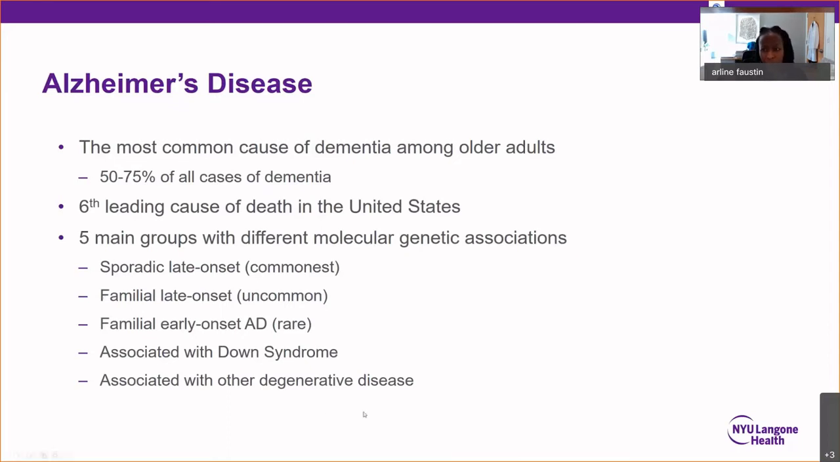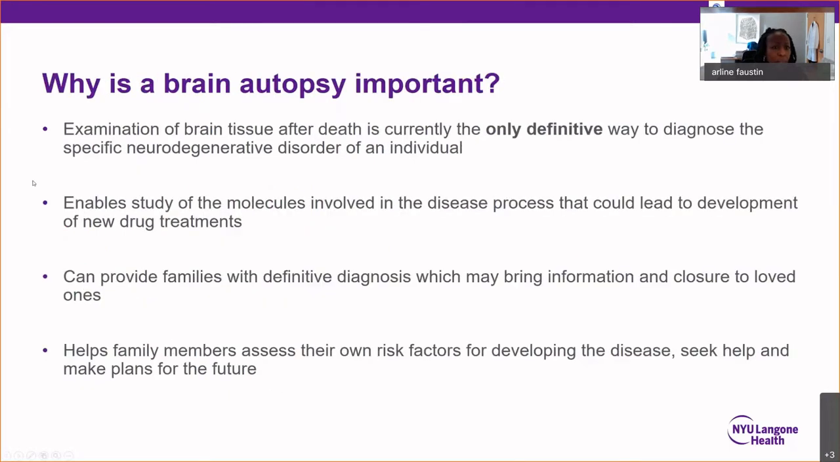Okay? Just to let you know the difference. So why is brain autopsy so important? The examination of the brain after death is currently the only definitive way to diagnose a specific neurodegenerative disorder of an individual. Why is that?